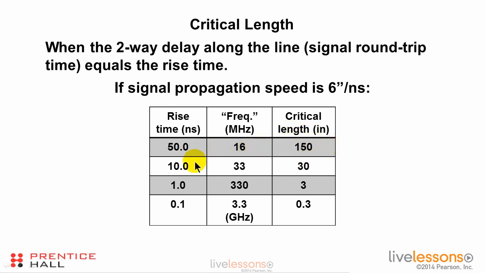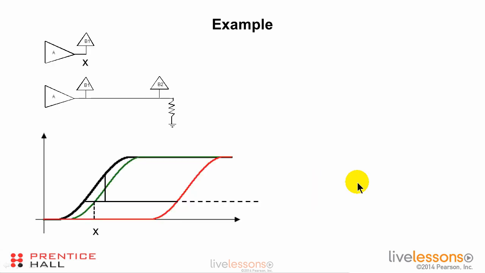It wasn't until we started getting rise times up in this range that the critical lengths came down short enough that they began having an impact for us on circuit boards. That's when we began to worry about reflections on circuit boards.